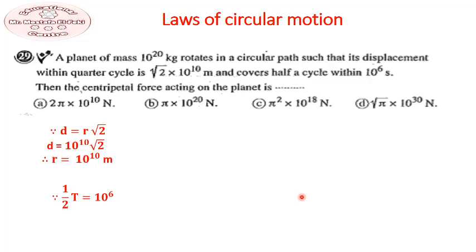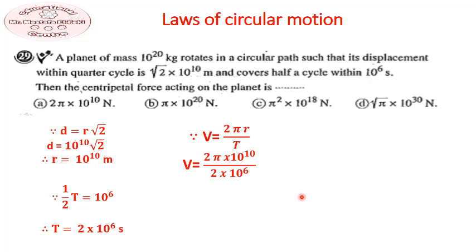Since half the cycle is taken within 10 power of 6 seconds, then the total cycle is taken in 2 times 10 power of 6 seconds. Since the tangential velocity equals 2 pi r divided by t, so the velocity of the planet is pi times 10 power of 4, by cancelling 2 with 2, and what remains is pi over 10 power of 6, moved up to the numerator as 10 power of negative 6, 10 to the 10 minus 6 equals 10 power of 4.